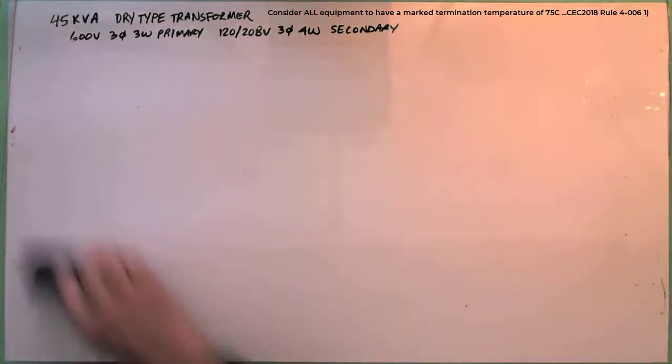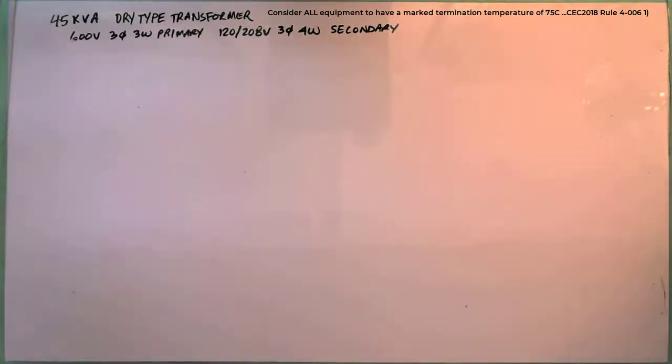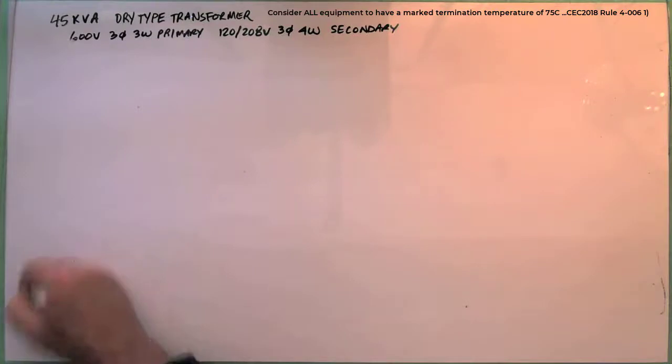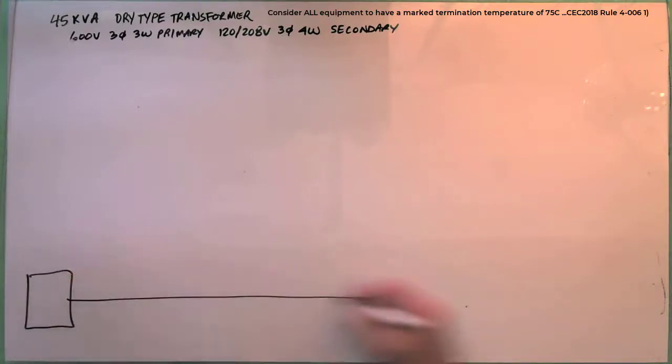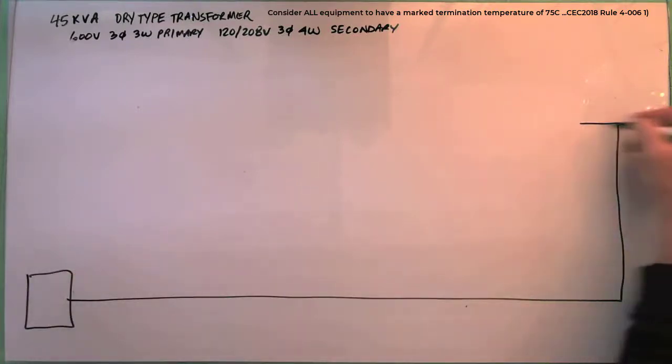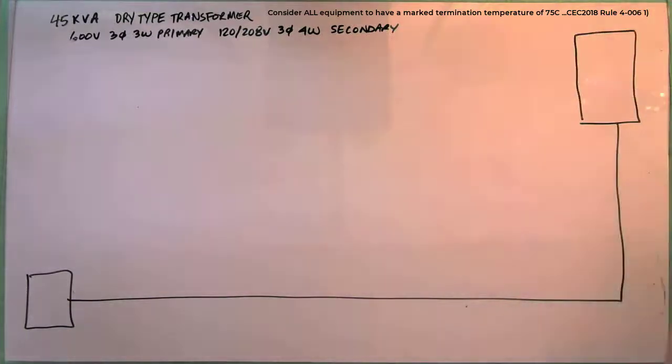And now we're going to go on the secondary side of the transformer. We're going to go from here to the panel. So this side here is a 120/208, 3-phase, 4-wire. You know the difference between a combination panel and a load center?